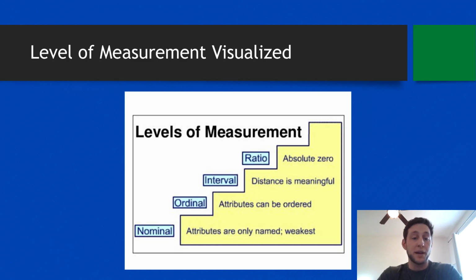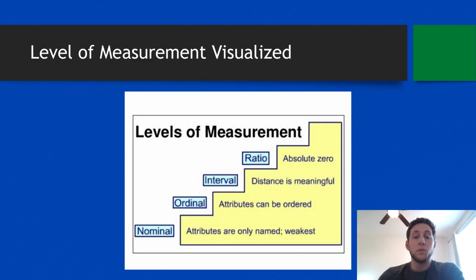So let's consider letter grades for an example. Letter grades, A, B, C, D, F. Can you name them? Well, yeah, I just did, right? Okay, can you order them in a meaningful way? Yeah, I can go from highest to lowest or from lowest to highest. So they would achieve the ordinal level of measurement.